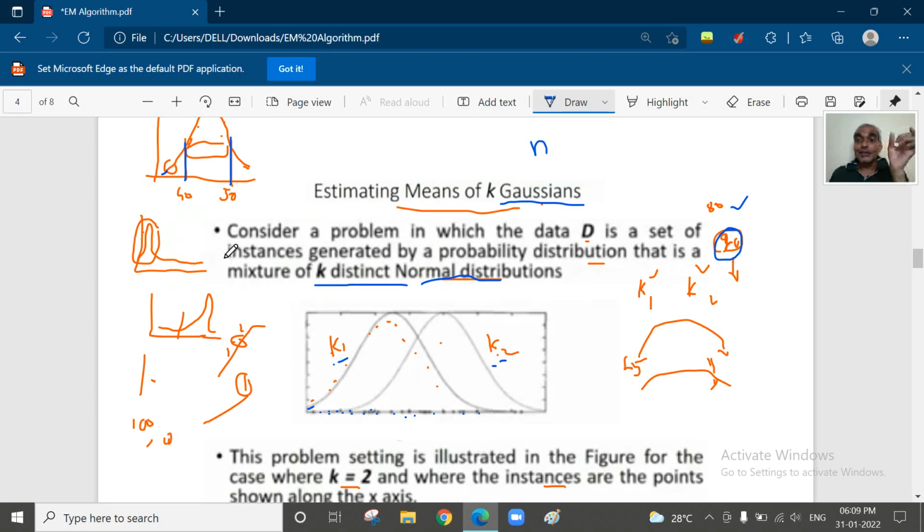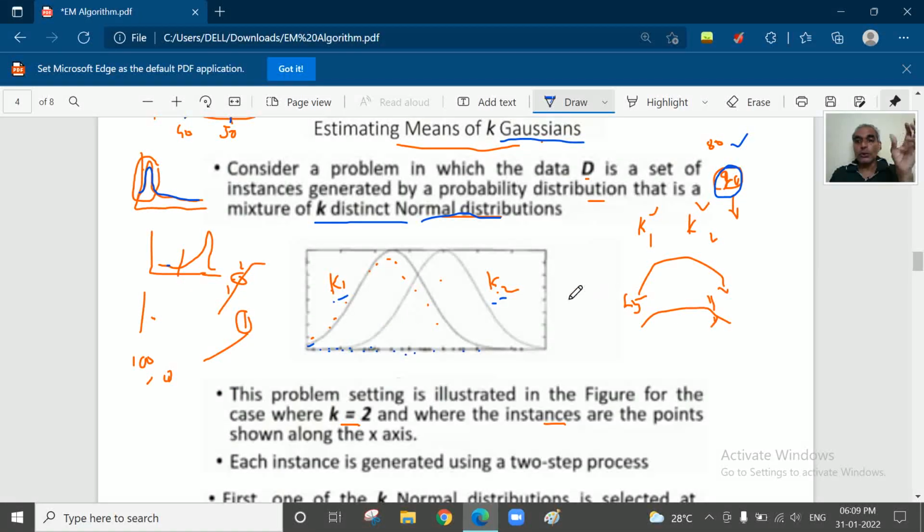Now when you are considering a normal distribution, many times the data will be skewed. Skewed means you will get a graph like this, with x and y axes, instead of a normal bell shape. That means the majority of the data is skewed to the left side, or towards the right side like this. It is not exactly a normal distribution. In those cases also, this EM algorithm can be applied.